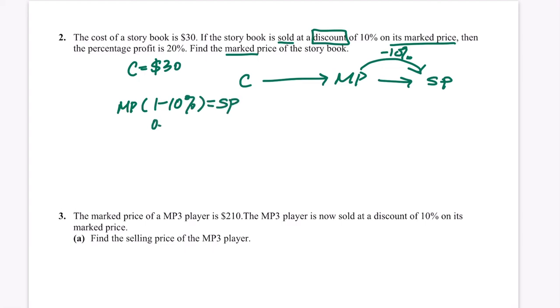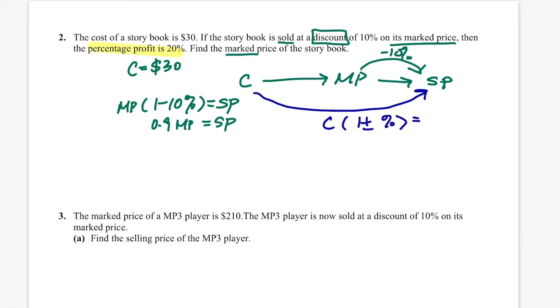1 minus 10% is 0.9. Okay, we know this thing. So selling price is actually, because we don't know the actual value, so we just write 0.9 MP. And then what else do we know? We also know that the percentage profit is 20%. So remember how to find the percentage profit? Yes, you can say new minus old over old times 100%, or you could also use between these two. Cost times 1 plus minus something percentage equals to selling price.